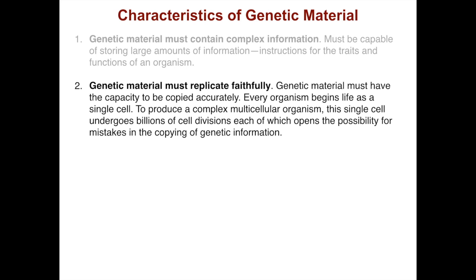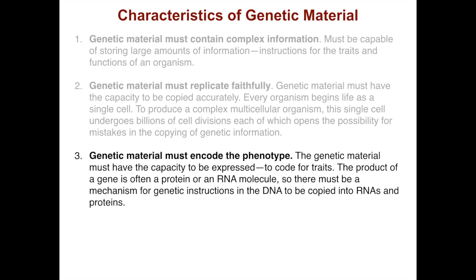Genetic material must replicate faithfully. Genetic material must have the capacity to be copied accurately. Every organism begins life as a single cell. To produce a complex multicellular organism, this single cell undergoes billions of cell divisions, each of which opens the possibility for mistakes in the copying of genetic information.